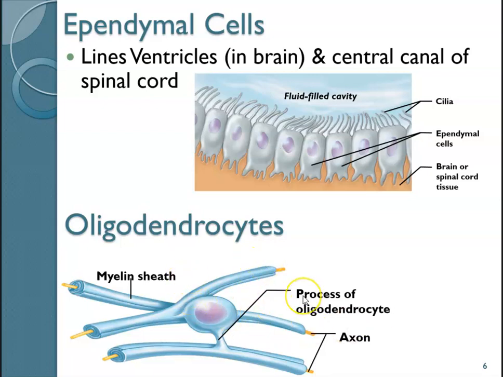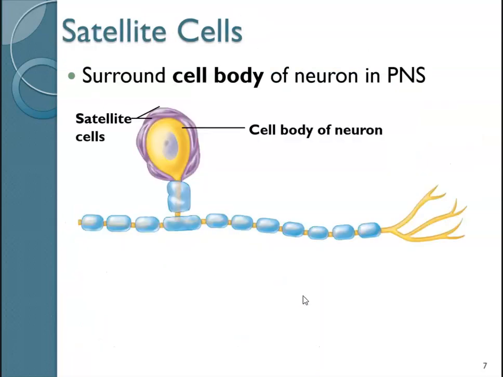So they will wrap around the axons and will insulate them. The first of the peripheral nervous system glial cells we'll talk about are the satellite cells. Where they are found is actually surrounding the cell bodies of the neurons, right? And we'll talk about cell bodies. That's the largest part of the neuron, and they contain most of the organelles, including the nucleus, right? So they will surround it.